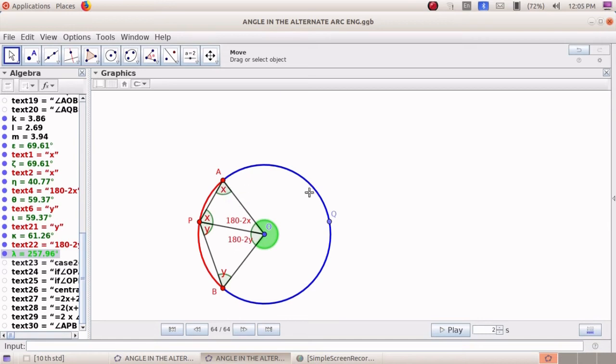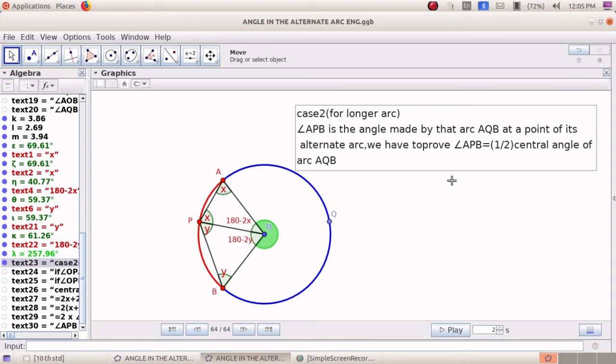Here AQB is the arc under our consideration. Angle APB is the angle made in the alternate arc. We have to prove angle APB is half the central angle of the arc AQB. That should be your first step to be written. Okay, and so you can write down these things like that. And what we have been telling, it is there here.